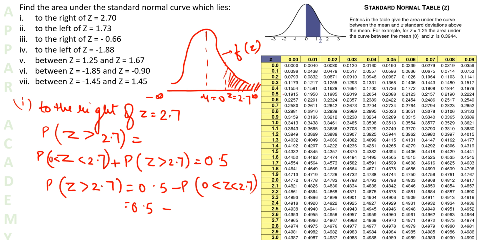How will you find it? We'll see in the rows part 2.7, and since the second decimal place is 0, this is 2.7, meaning this area is 0.4965, right? So from here we can say this is equal to 0.0035, right? So this is how we find the area towards the right of z equal to 2.7.